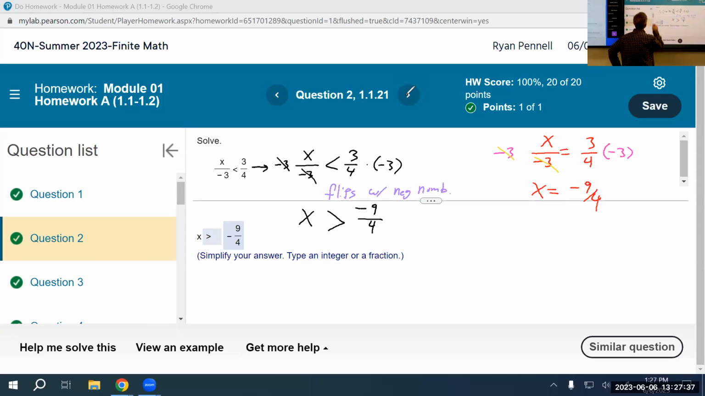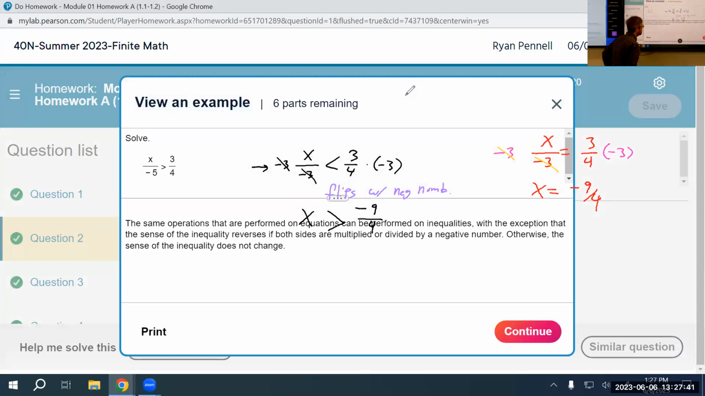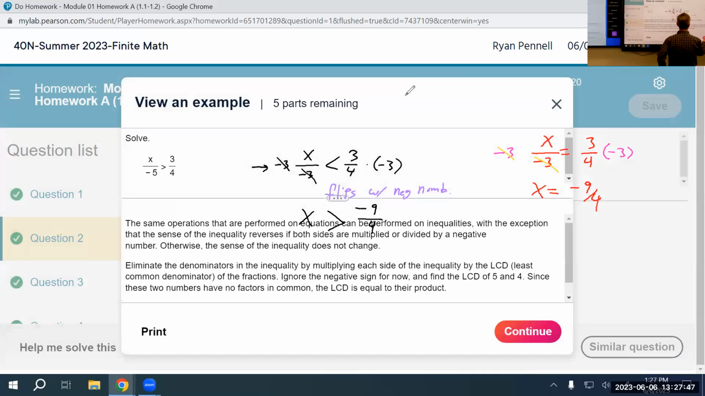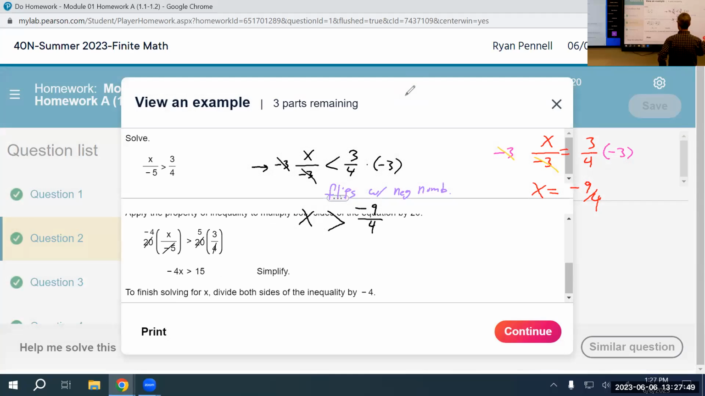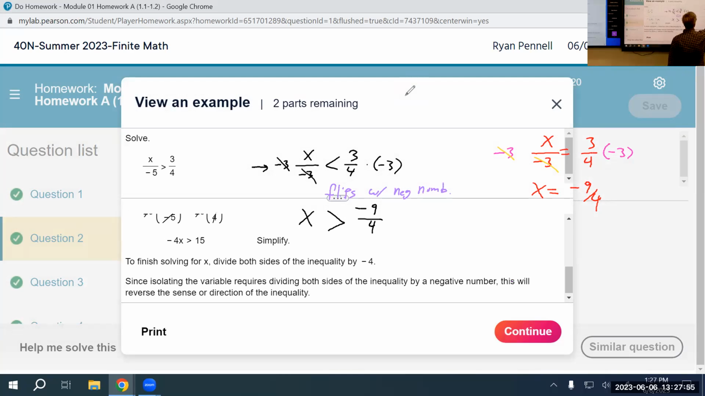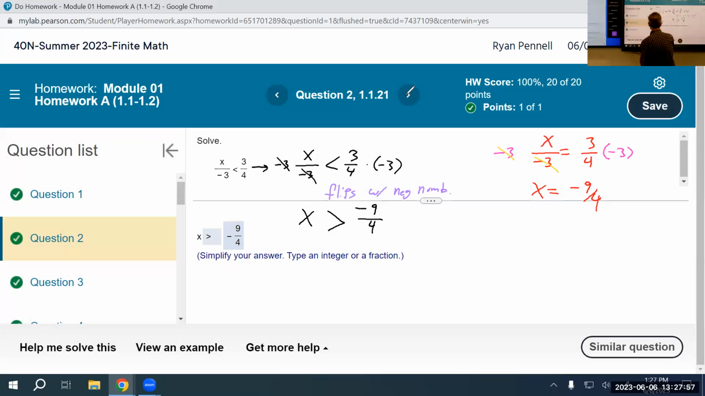Okay, what if you were just totally lost? You had no idea. Well, you can view an example and they'll probably explain it differently, maybe better, maybe worse, but differently. So at least you'll get two points of view, and you can go through here, and it looks like we did something similar. So you have that, that's nice. That comes with the course. You don't have to pay for that.